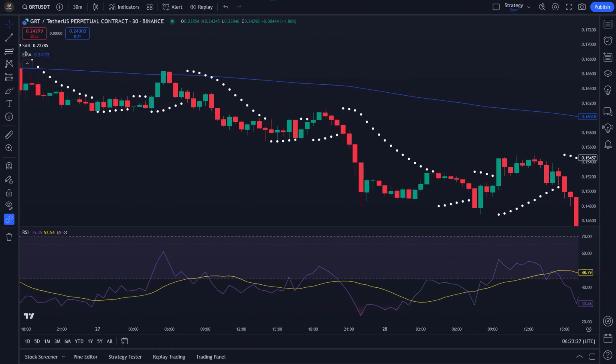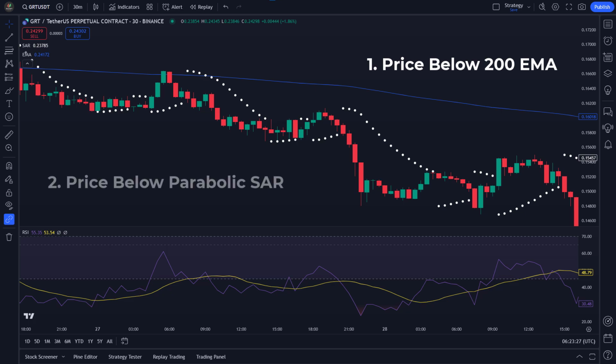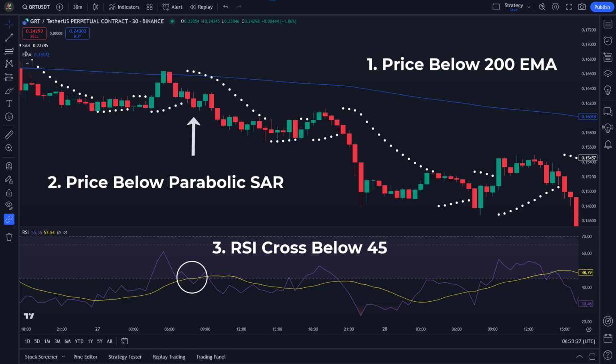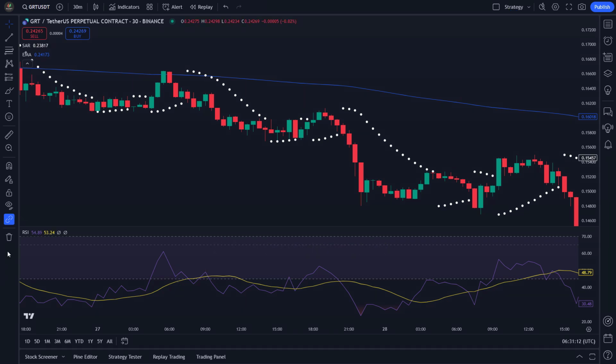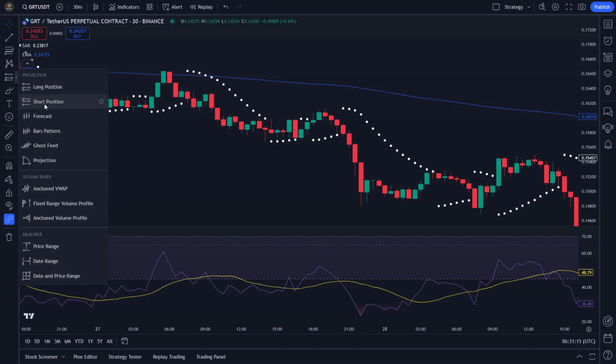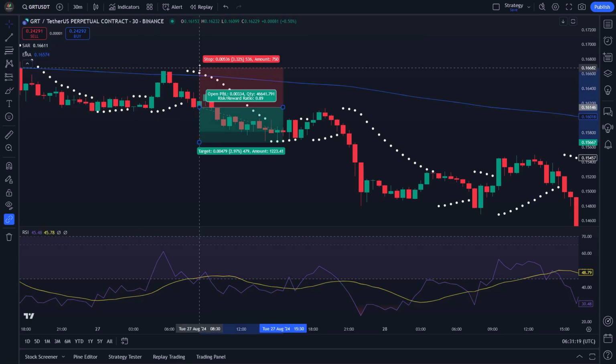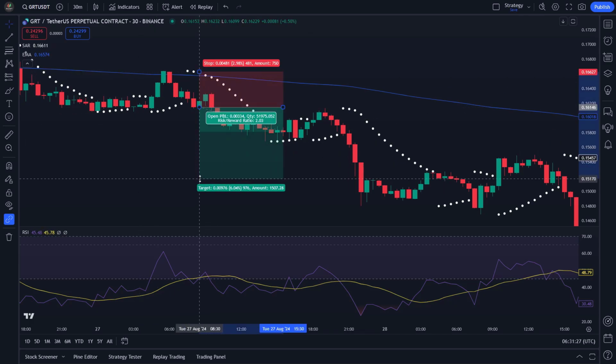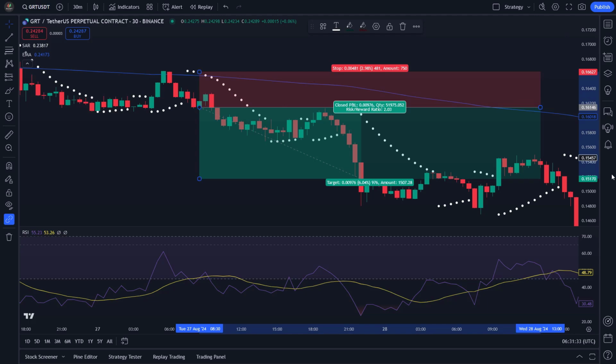For short trades, the conditions are essentially the same but flipped. Here's what we're looking for. 1. The price is below the long-term 200 EMA, confirming a bearish trend. 2. The price is below the Parabolic SAR. 3. We wait for the RSI to cross below 45, signaling strong bearish momentum. We'll also use the same risk management approach, a fixed stop loss of 3%, and a risk-to-reward ratio of 1 to 2, meaning our take profit is set at 6%.